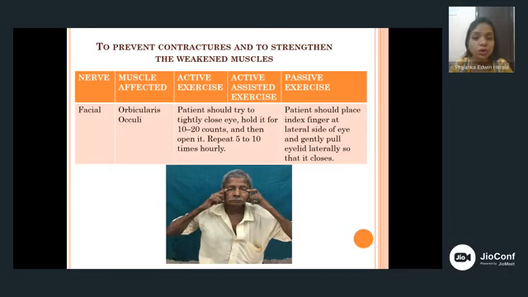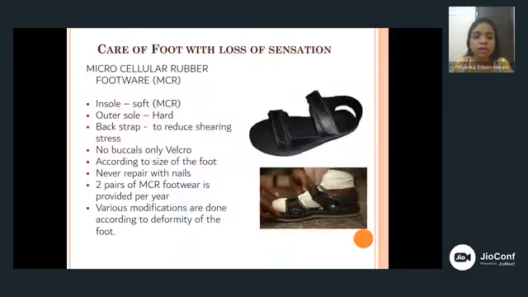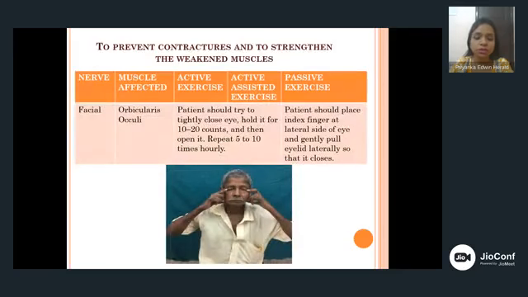But if the patient is not able to do so, then the patient should place his index finger on the lateral side of the eye and gently pull the eyelid laterally so that it closes. This is how we give passive exercise for the orbicularis oculi muscle. So these are the main exercises which we give for leprosy patients.